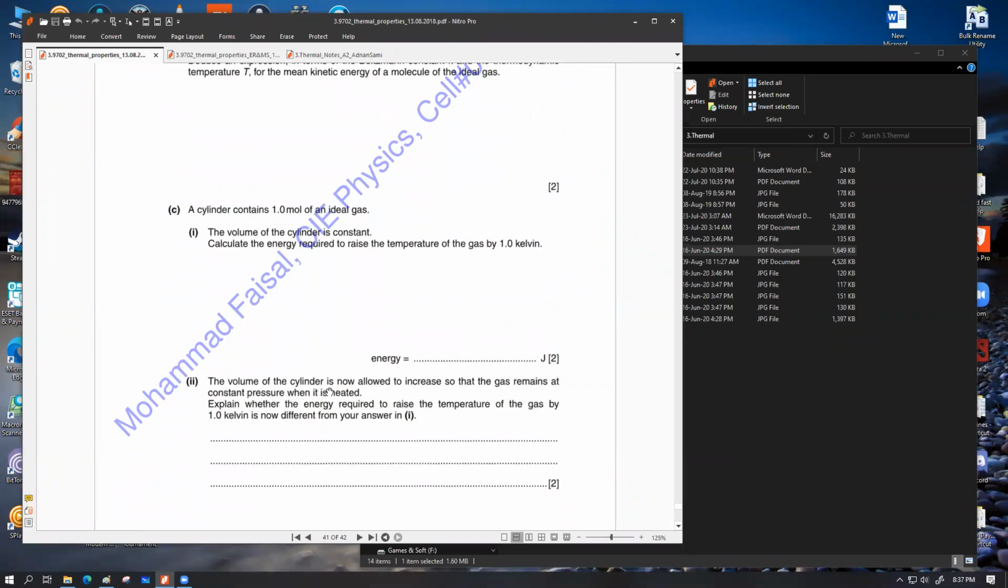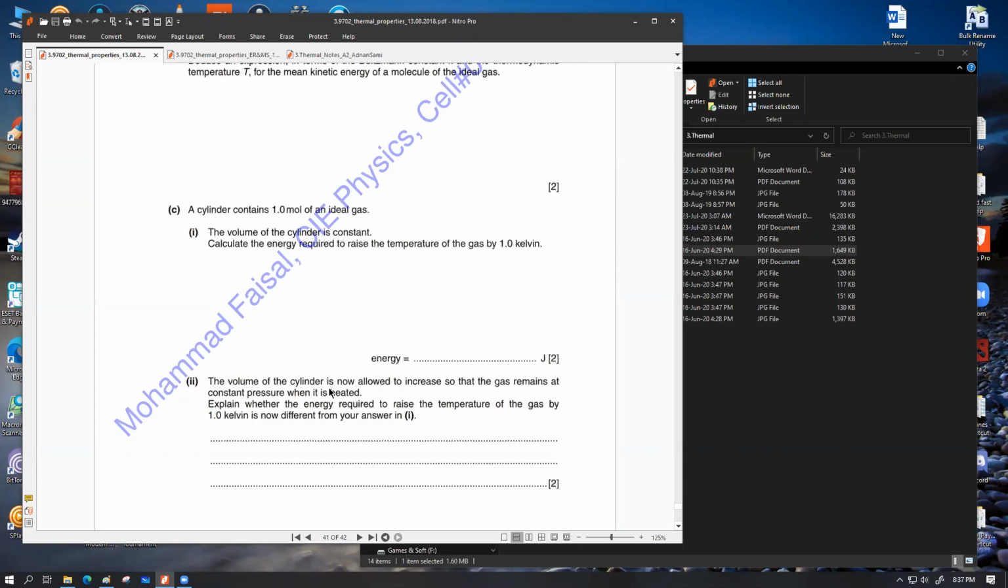The volume of the cylinder is now allowed to increase so that the gas remains at constant pressure when it is heated. Okay, the pressure will be constant, but the volume can vary. Beautiful. Explain whether the energy required to raise the temperature of the gas by 1 Kelvin is now different from your answer in 1. Obviously, it's different.